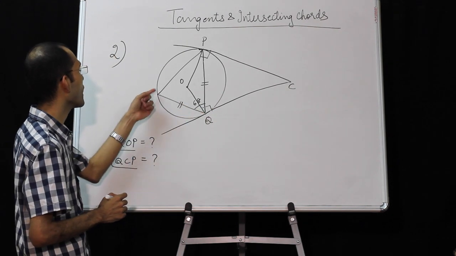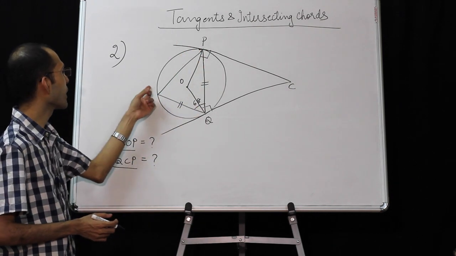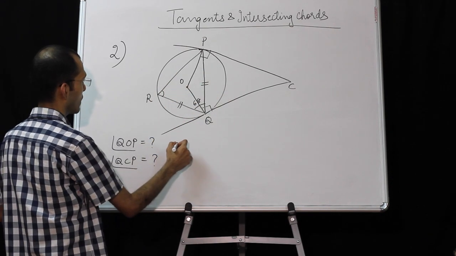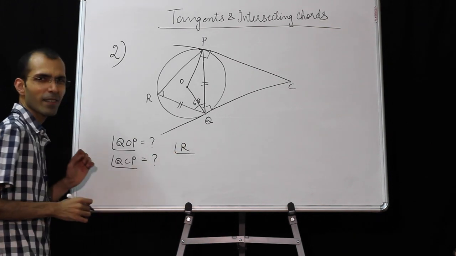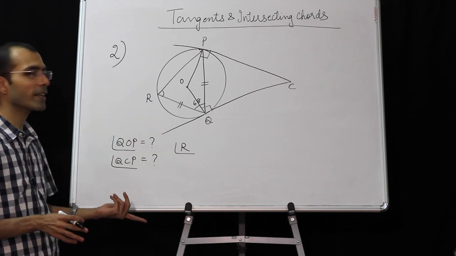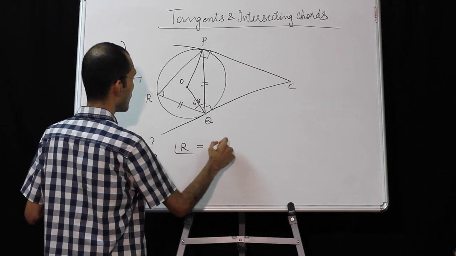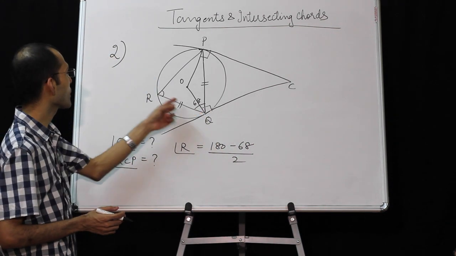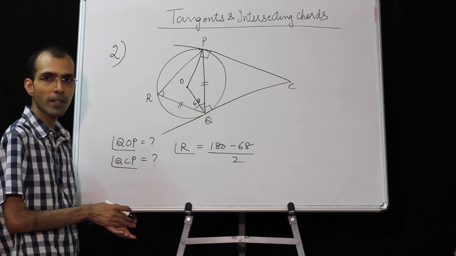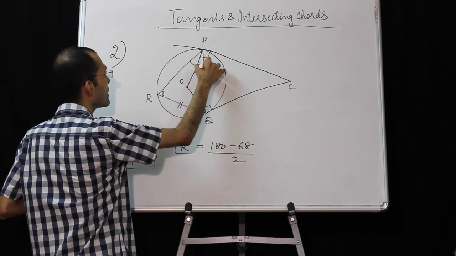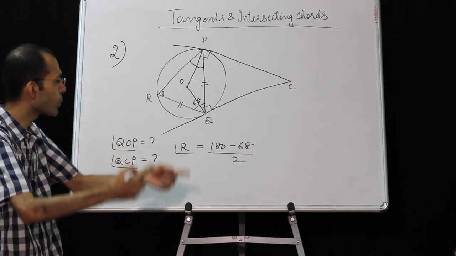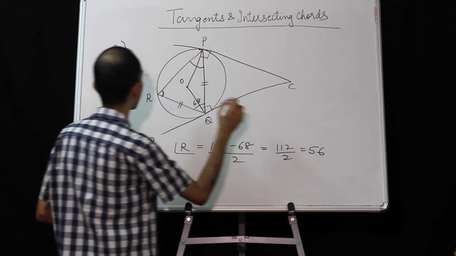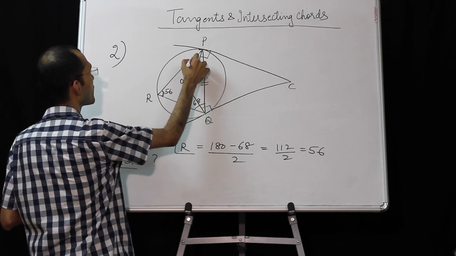Now they have given QR equals QP. QR equals QP, and this angle is 68. So how much will this angle be? Here we can name it angle R. It's better to name an angle with three letters, but since R doesn't create any confusion here, we can name it with a single letter. It will be (180 minus 68) upon 2, base angles of an isosceles triangle. QR and QP are equal, so the angles opposite to them will also be equal. So this angle and this angle will both be equal to (180 minus 68) upon 2. That comes to 112 upon 2, that is 56. So this is 56, this is also 56.